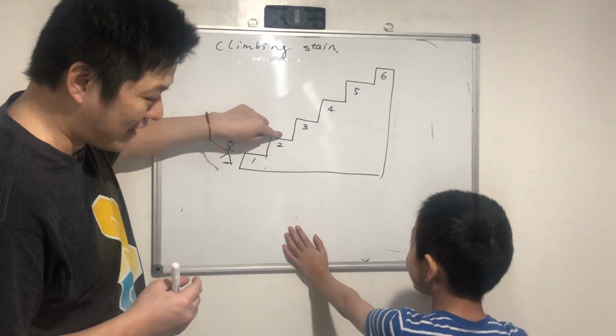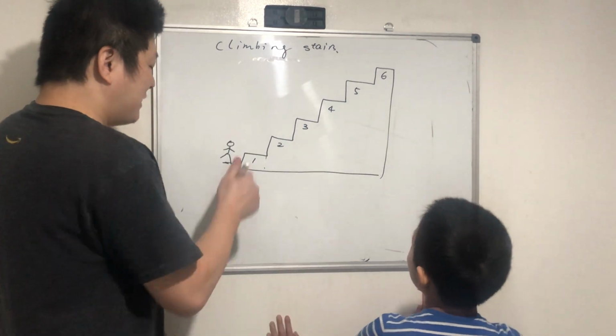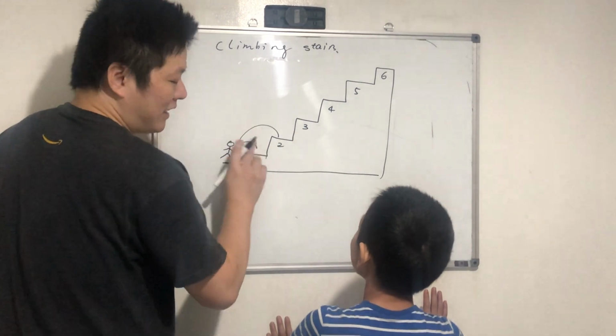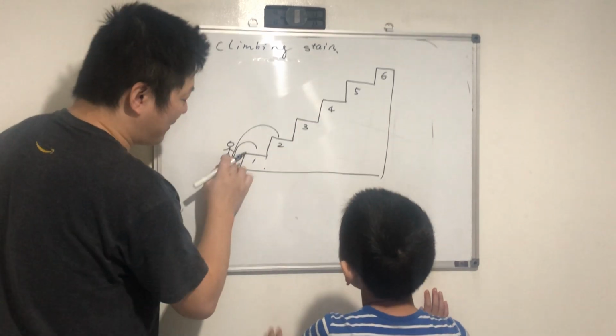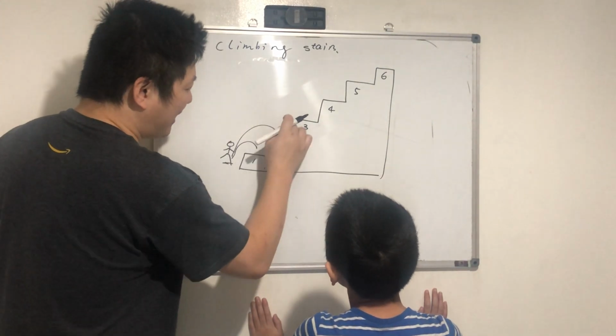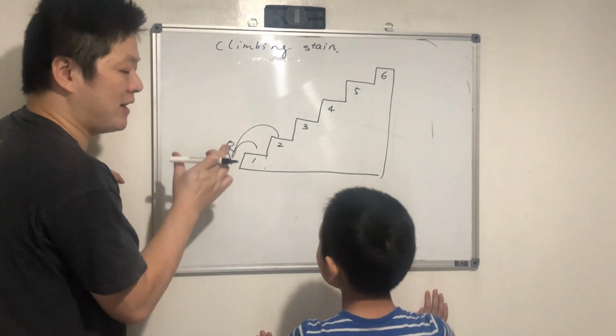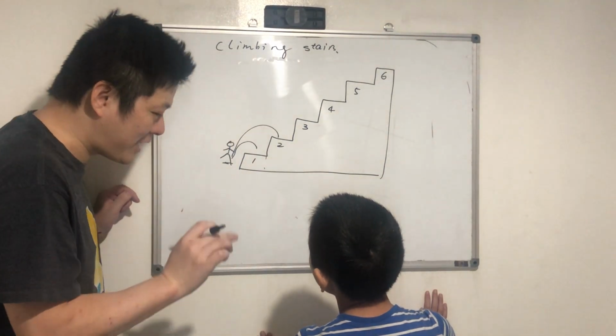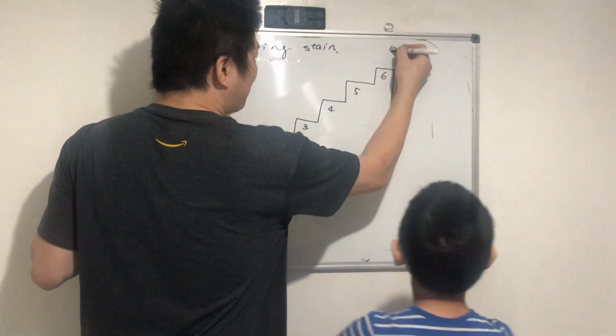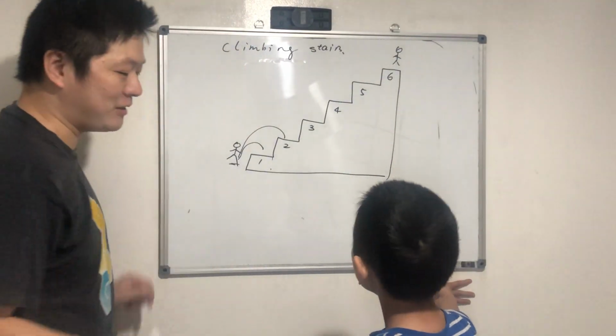So you can jump here or jump here. That's it. No more jump three. If you want to jump three, you have to jump one and jump two, or jump two and jump one. So basically, you can jump maximum 2 steps at a time. So the question is, to get to the top, how many ways can you do it?